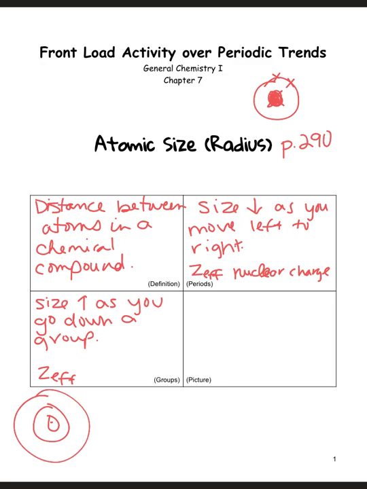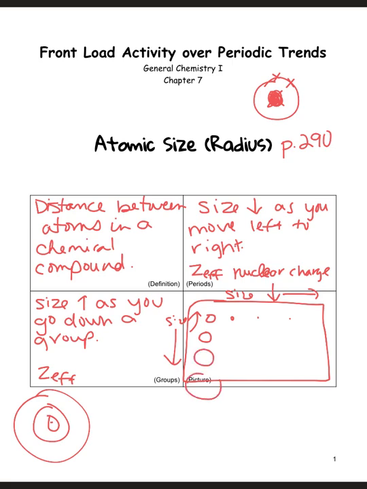So let's draw the picture first, and then I'll give you an example. Picture-wise, this is what the periodic table looks like. Size is going to decrease this way as you go to the right, and size will go up as I go down a group. Like if I start over here and the atom's that size, as I go across, the atom is going to get smaller and smaller. And then as I go down a group, those atoms are going to get bigger.